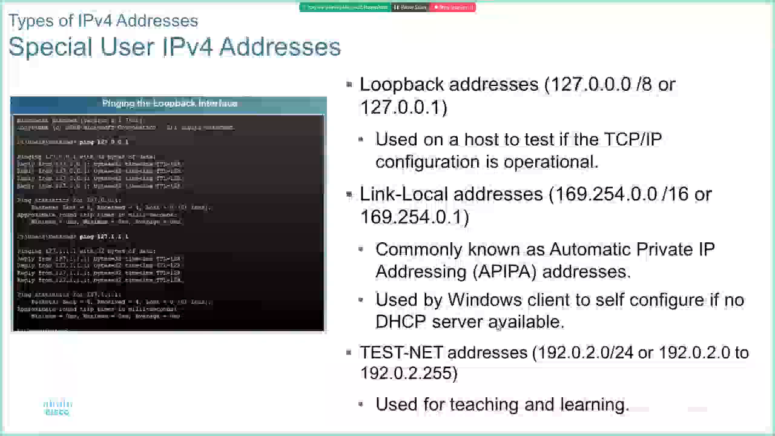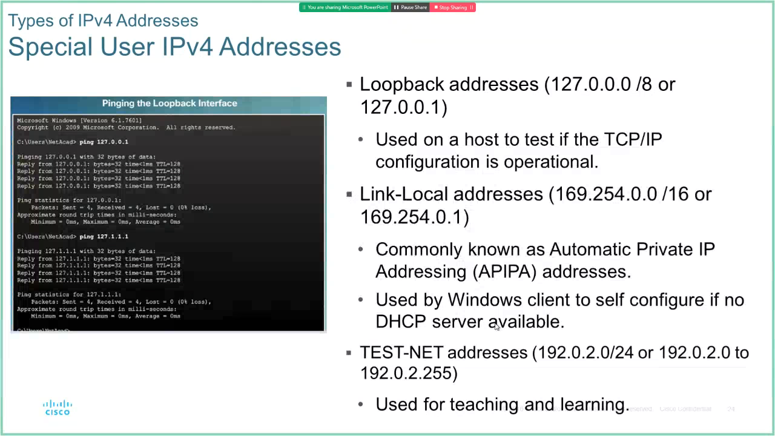Loopback addresses: anything in the 127 network range is known as a loopback address. So 127.0.0.1, any of those combinations within 127, will test your local network card, basically to make sure the network card is working if you've got connectivity issues.